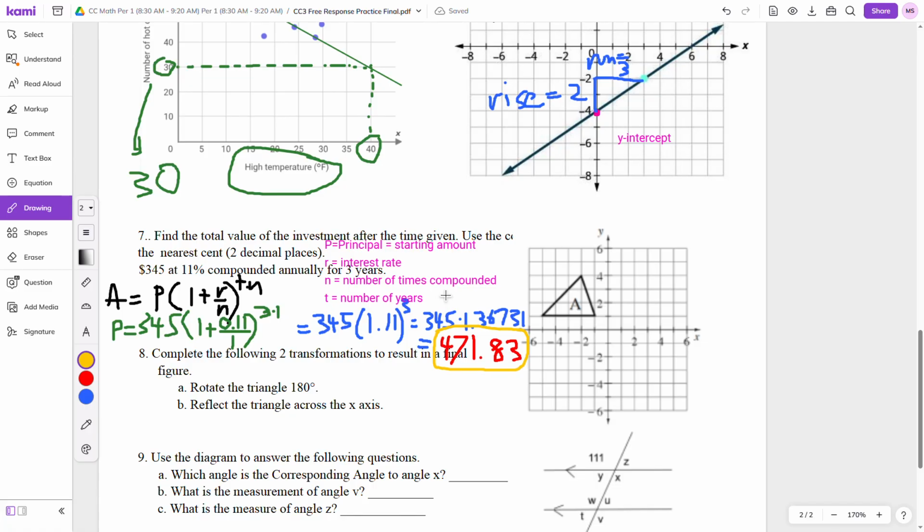Complete the following 2 transformations to result in a final figure. So it says rotate 180 degrees. How do you rotate this figure? Please pause the video or wait for the explanation.